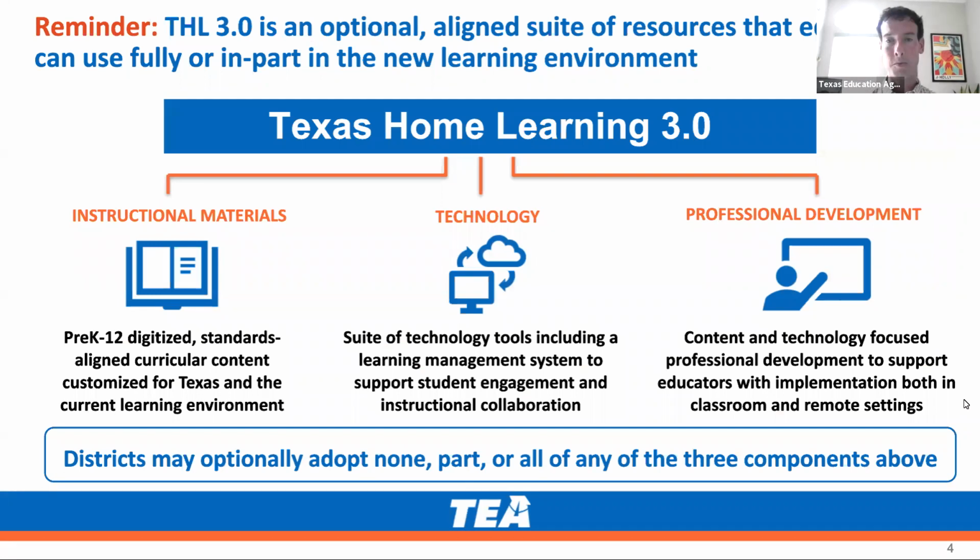As a reminder, Texas Home Learning 3.0 is a fully optional, aligned set of resources that educators and really anybody in the state of Texas can use either fully or in part to support this new learning environment. There are 3 components of it: instructional materials, technology, and professional development. The highlight here is that all of this is being created specifically for this learning environment, specifically for Texas teachers and Texas students. We appreciate you bearing with us as we develop these resources in a quick turnaround, but also recognizing that y'all have a lot going on, and we have students starting across the state of Texas each and every week.